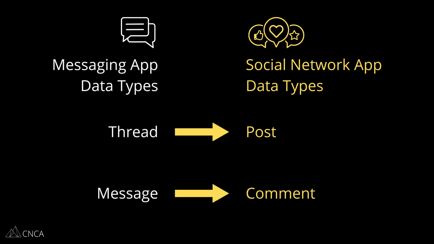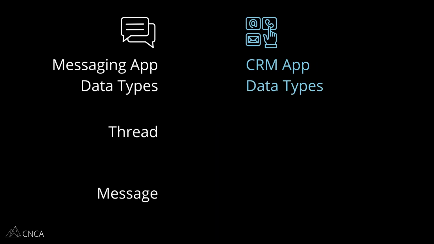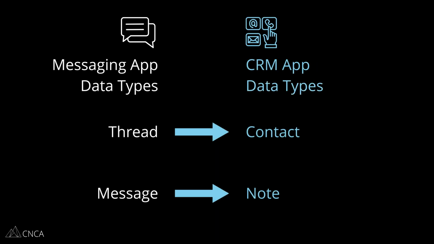Your post is your primary entity that you are commenting on, just like a thread is the conversation that you're adding messages to. Also consider a CRM where you want to add notes to a contact, right? The contact is that primary record that organizes all of the notes that are going to be attached to it. And if you're interested in seeing those designs and those structures in those contexts, we do have separate videos on how to build a social network app, how to build a CRM app, so you can check those out after this one.